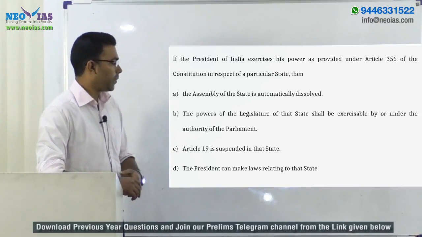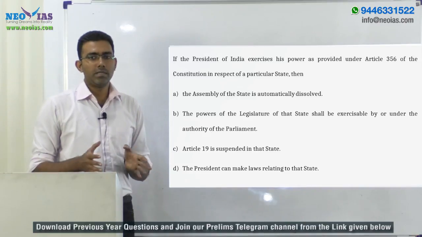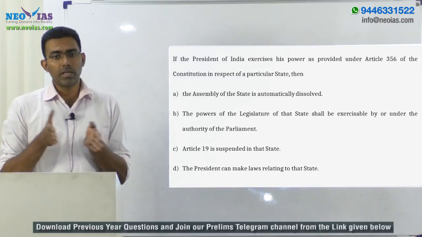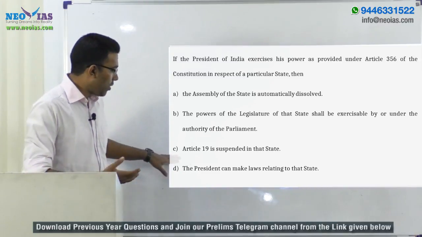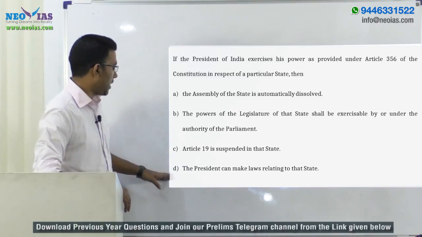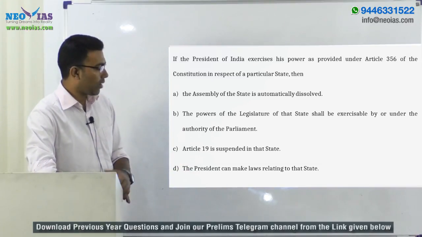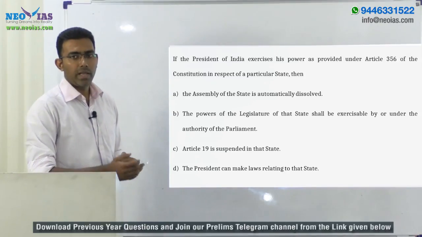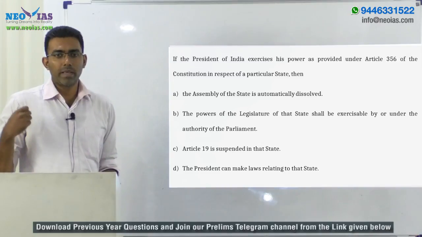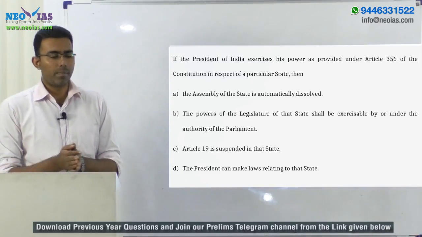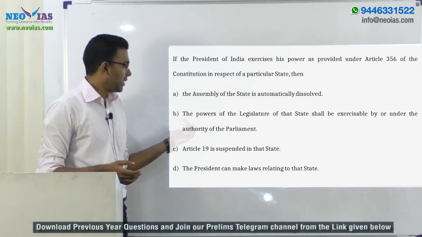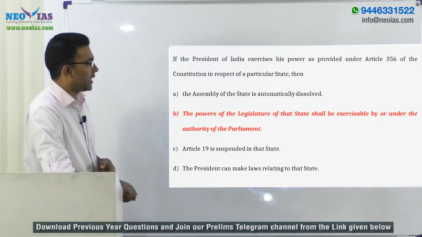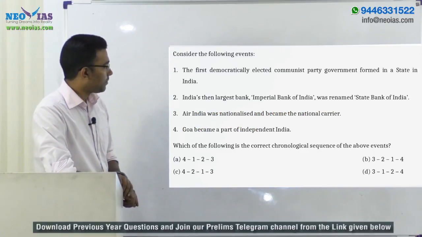See, Article 19 is suspended in that state. Again, regarding state emergency, Article 19 will not be suspended. It will be suspended only in the case of national emergency, and that too in case of external aggression. So Article 19 will not be suspended, and D, that the President can make any law relating to that state, is also wrong, because he cannot make any law. It should be in conformity with that, or the authority should be given by the central legislature or the parliament rather. So here we can say that the answer should be B, that is the power of legislature of that state shall be exercisable by or under the authority of the parliament.